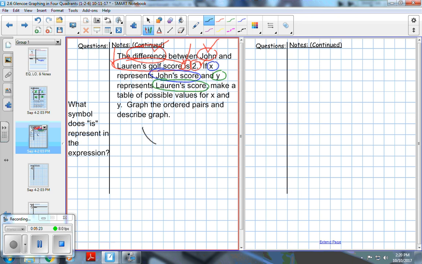It should look like x minus y equals 2. Okay, that's a little more clean. It doesn't look like an underline. All right, so we created the equation first. Now we're going to create the table.